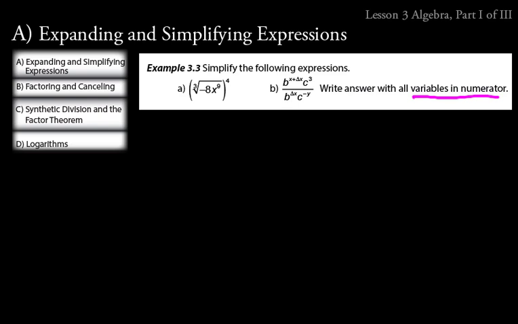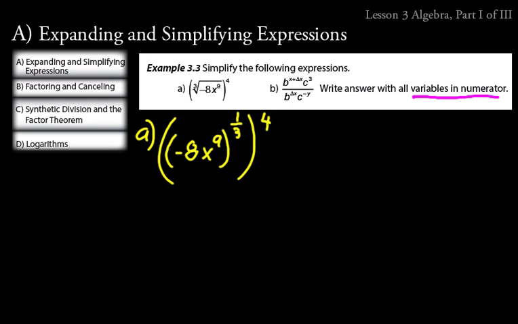So in A, one thing we should notice there is just the power raised to a power. So just be thinking about when you have a power raised to another power. So that radical sign, that means to the 1/3 power. So that's a good first step there, is just to say minus 8 x to the 9th to the 1/3 power, and then that to the 4th power.